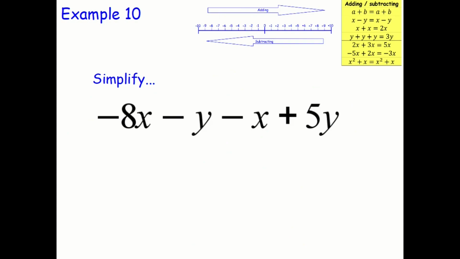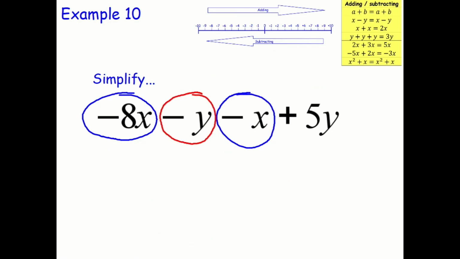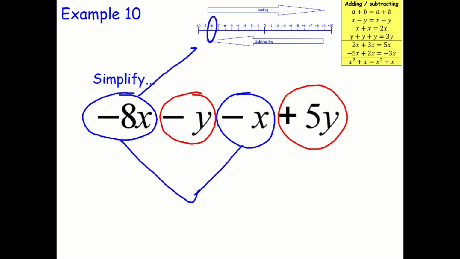Example 10. I've got minus 8x minus x, and I've got minus y plus 5y. So let's have a look at the number line. Let's go to minus 8 on the number line, because that's what we start off with here. And then I'm going to minus another 1, because remember, if it's got nothing in front of it like that, it is a 1. So minus 8 minus another 1 goes to minus 9x.